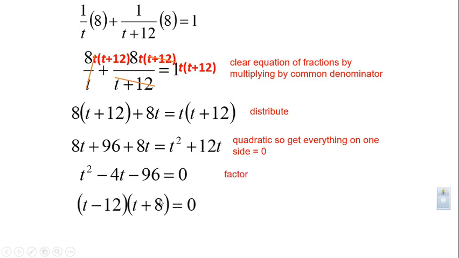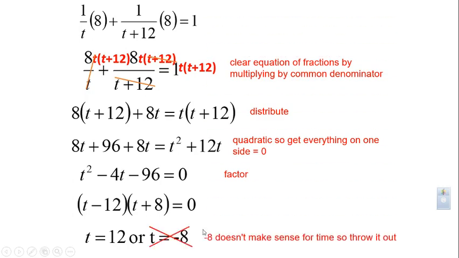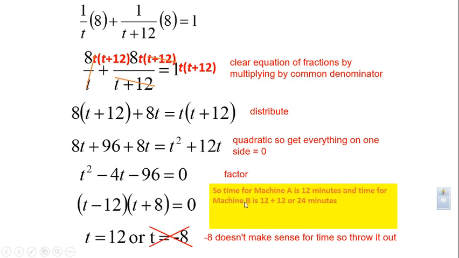Again, we're going to factor this, and we have 12 t minus 12 multiplied by t plus 8 is equal to 0. We solve for t by using the zero product property, and again, using some common sense, -8 does not make sense because you wouldn't use -8 hours or minutes to come to do the copying. 12 minutes for machine A would make sense, which means that machine A would take 12 minutes and machine B would take 12 more minutes, which is 24 minutes.